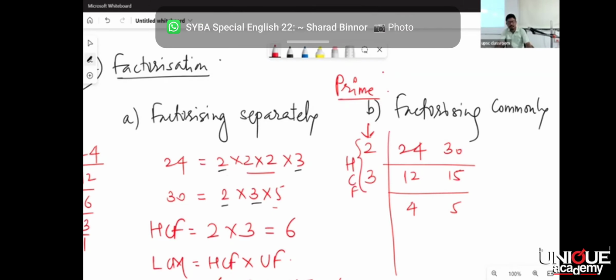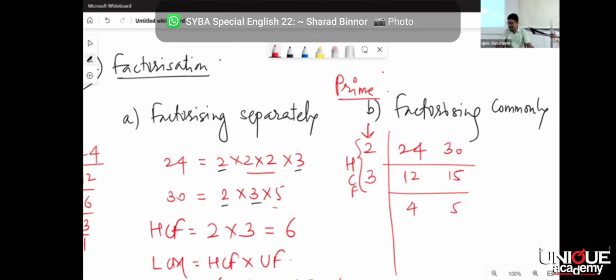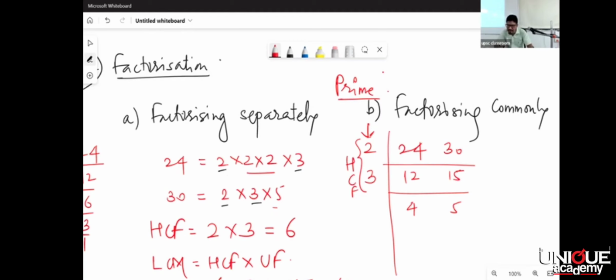Are you getting me? Now, if there are only 2 numbers, then you can multiply this HCF by 4 and 5 directly. So 4 fives are 20, 20 into 6 is 120. That will be LCM. Sorry, I said HCF, it is LCM. Is it clear? But from the procedure point of view, I have to continue right now. So here 4 and 5 don't have any common divisor as a prime number.